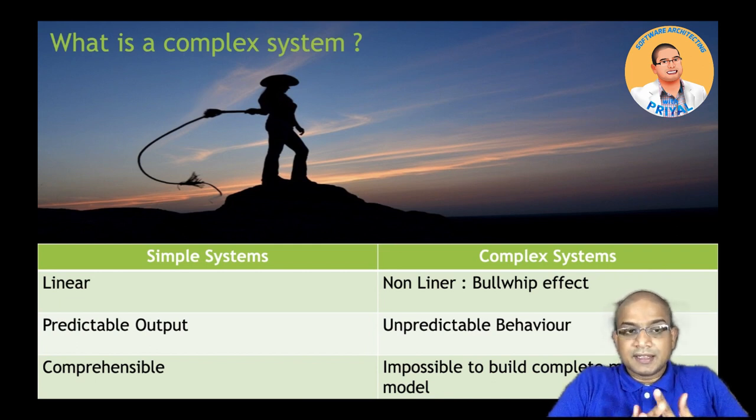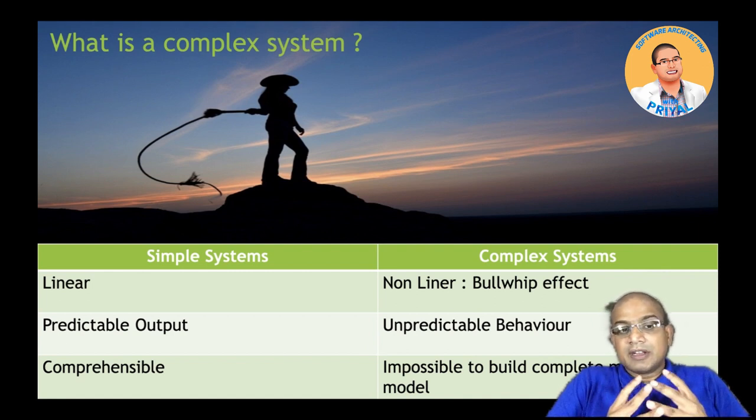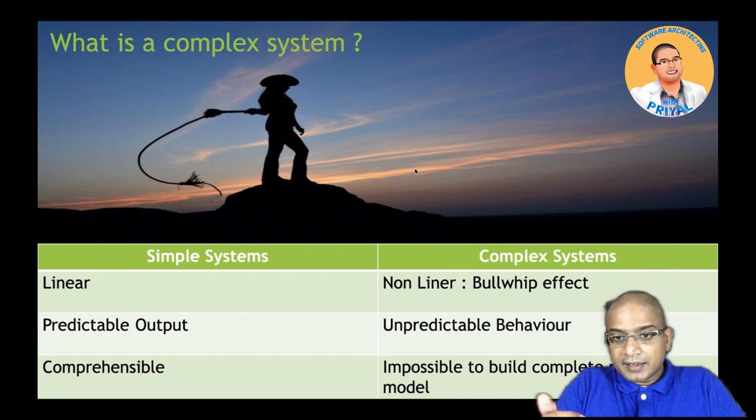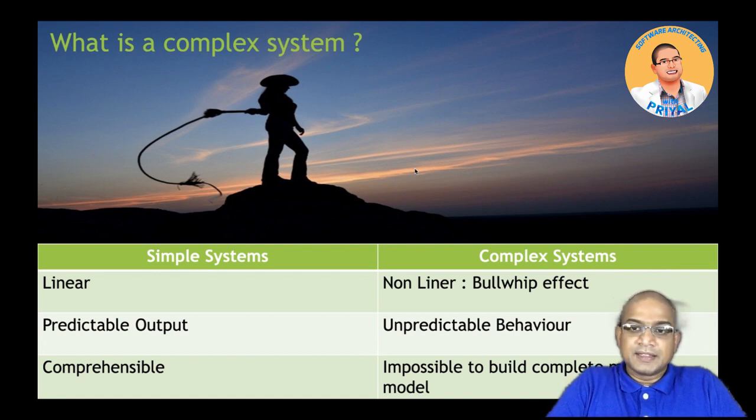So simple systems are more or less linear systems. What does that mean? It means that whenever you make any change to a simple system, the effect of that change on the system is linear. In complex systems, unlike simple systems, the change that you make would affect the system in an exponential way.